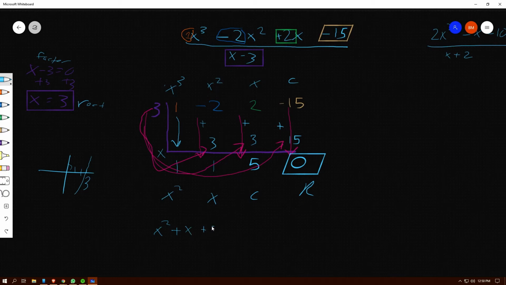And so my answer would be just a 1x squared plus a 1x plus 5. That's what happens when we divide x cubed minus 2x squared plus 2x minus 15 divided by x minus 3. Go through all, and this is a whole bunch of blah, but it's consistent. Bring it down, multiply, add, multiply, add, multiply. And then we have an x cubed. I subtract 1, I get an x squared. The remainder is 0. That means it's a root. If the remainder is not 0, it's not a root.